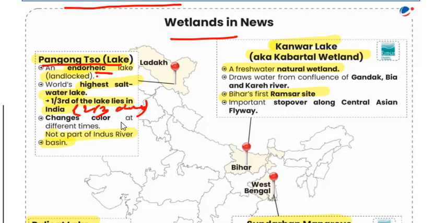It changes color at different times because of the presence of algae. It is not part of the Indus River Basin. This is important, you should know.